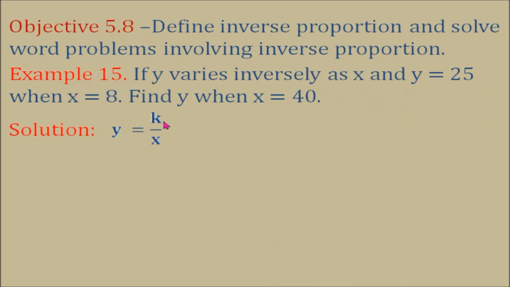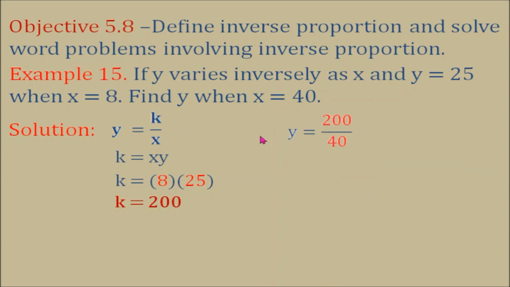To solve for k, we can multiply y and x. So that's k equals x times y, and our x here is 8 and our y is 25, so 8 times 25 equals 200. So this is our k. Now we are going to find y when x is 40. So going back to our original equation, we have y equals 200, that's the value of k, over 40, this is the value of x, and 200 divided by 40 is 5. So this is our answer.